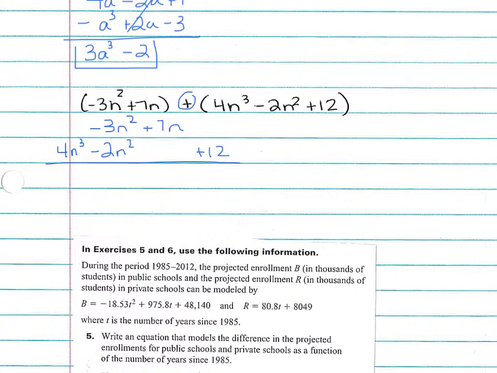So then we put them together. If there's nothing above it, it just stays the same: 4n cubed. This becomes a minus 5n squared plus 7n plus 12. And that is your answer.